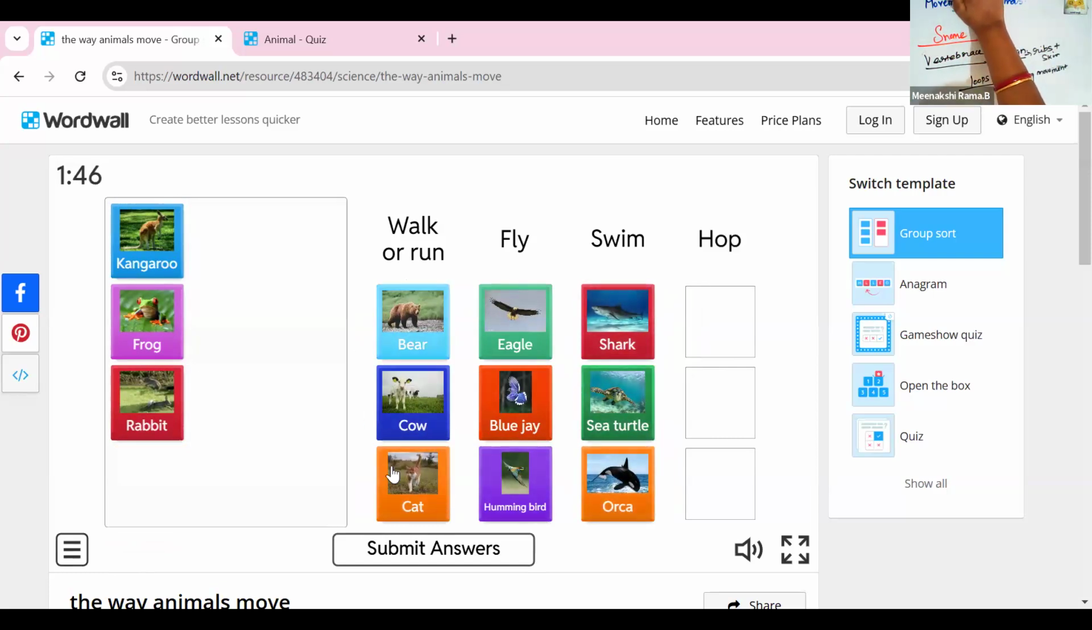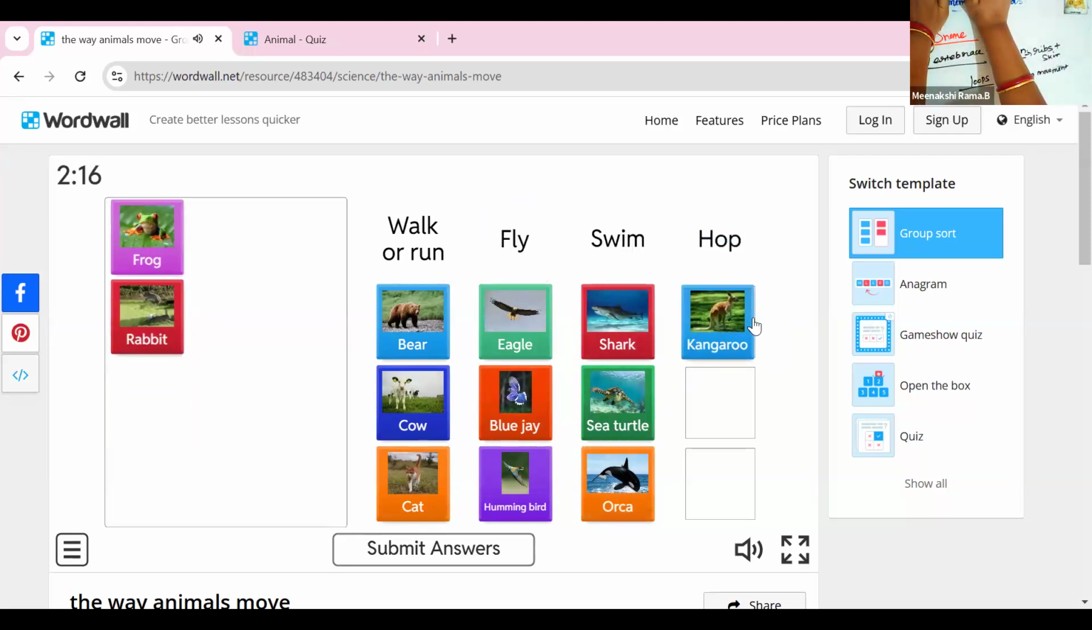First movement is walking. Bear, cow, and cat are always walking. Flying action is possible in these three pictures. That is birds: eagle, blue jay, hummingbird. These are always flying. Third category, swimming action. Swimming movement is possible for these three animals, shark, sea turtle, and orca.